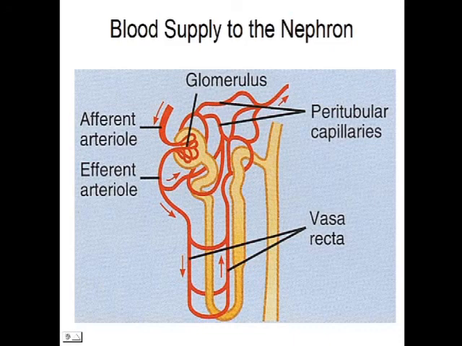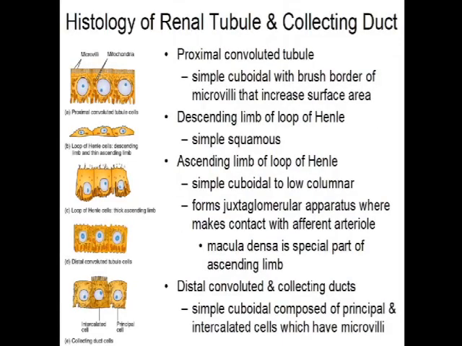You can see the afferent arteriole entering into the Bowman's capsule and giving rise to the glomerulus, and then these capillaries unite together to give rise to the efferent arteriole. Efferent arterioles then become the peritubular capillaries and the vasa recta.